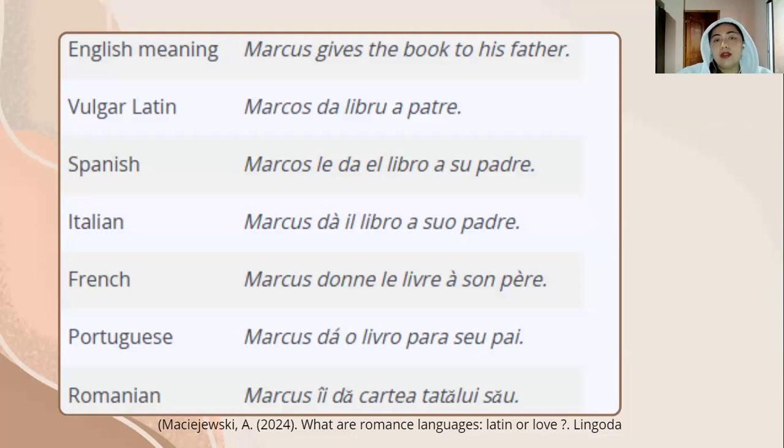In French: Marcus dona el libro a son pere. In Portuguese: Marcus dá o livro para o seu pai. In Romanian: Marcus dá cartera tatalui sau. They are very similar, and with this family, even if you don't know the language, you can understand it because it's very similarly structured and very similar in the phonology.